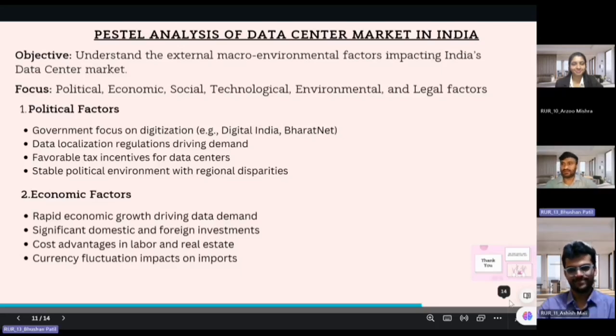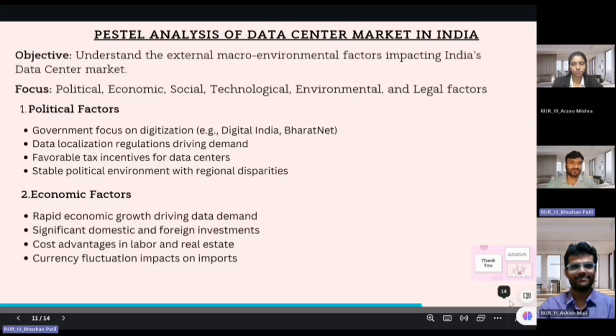Next is the data localization law. The government is pushing data localization, requiring companies to store data within the country and driving the need for more data centers. Tax incentives. The various state governments offer tax incentives like rebates and subsidies for setting up data centers, which encourage investment in this sector.